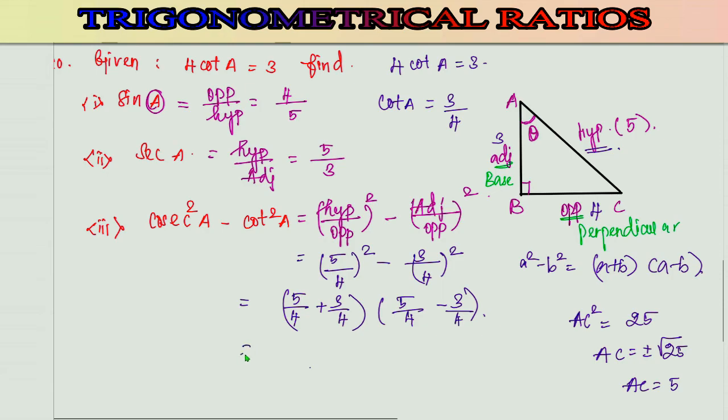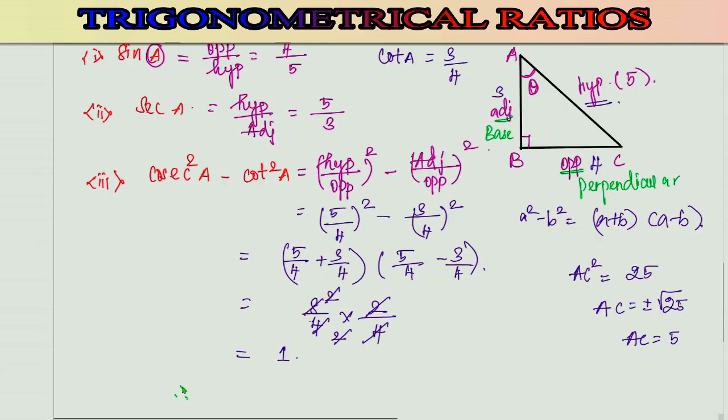Okay, now here the denominators are the same, only once I will write. 5 plus 3, the value is 8, into 5 minus 3, the value is 2, divided by the denominator, which is the same, 4. 1 4 is 4, 2 4s are 8, 1 2 is 2, 2 2s are 4. So 2 2 will get cancelled. So you are left with 1. Therefore cosecant square A minus cot square A is equal to 1. So this is the value for the third sub question.